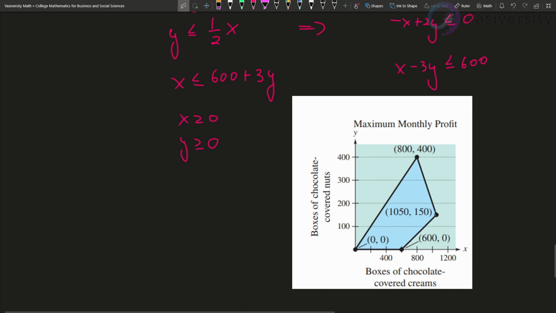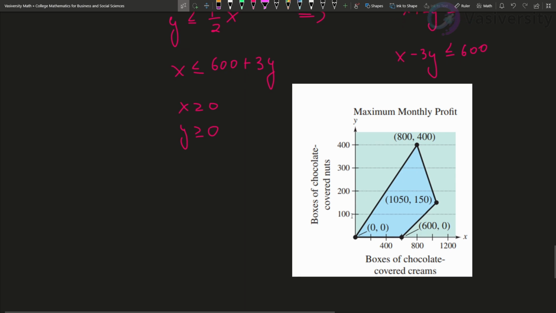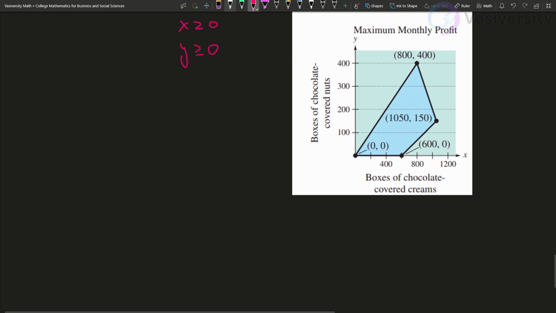Right, so we get the following constraints, the following points, the following vertices. So now we have to evaluate at each of the vertices. At 0, 0, the profit is equal to 1.5 times 0 plus 2 times 0, which is equal to 0. Makes sense, right? At 0, 0, we have no profit if we don't sell any boxes.